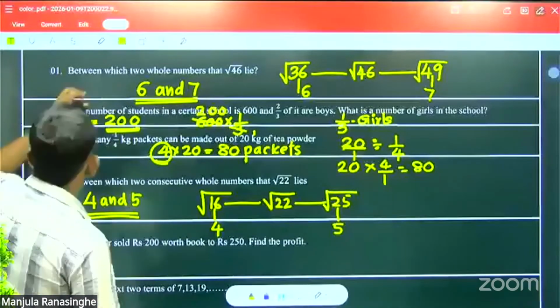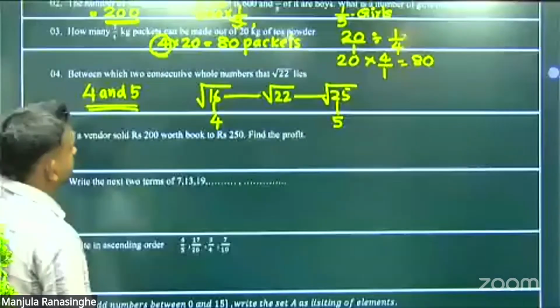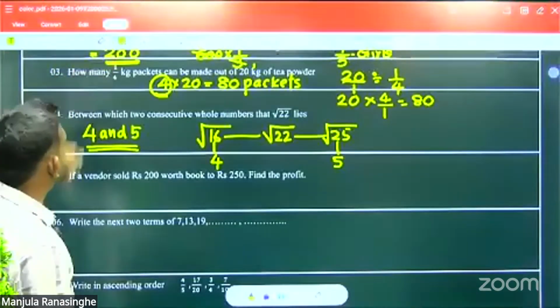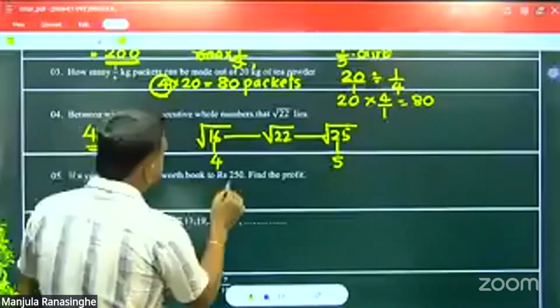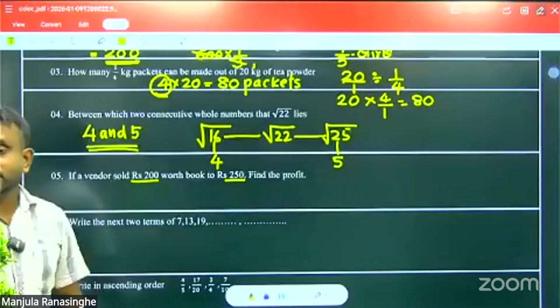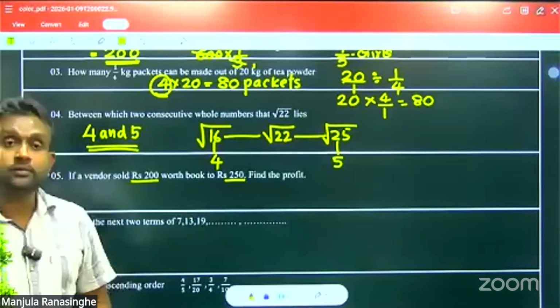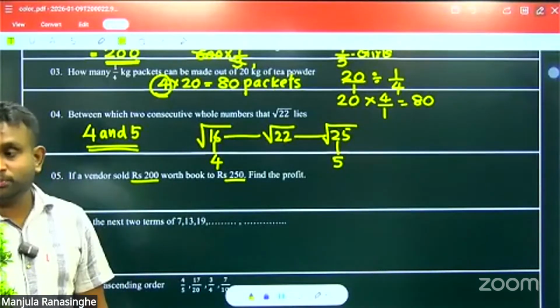Right. Then question number 5. If a vendor bought books for rupees 200 and sold them for 250, find the profit. Okay, they're asking about the profit.